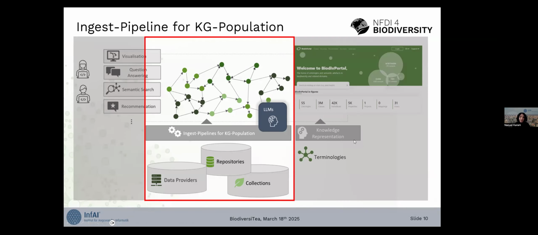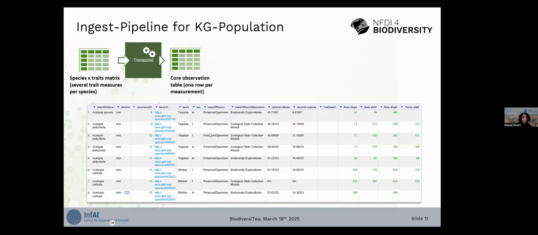So now that we have our knowledge representation, basically all the ontologies, we can transform the original data that are either in tabular form or from databases into RDF. And I will show how we do it for trait data from the TRY database and from PANGAEA, with the help of LLMs. So this is the ingestion pipeline for the knowledge graph population.